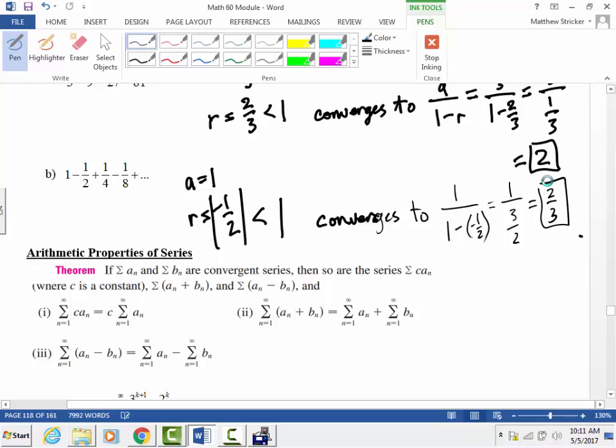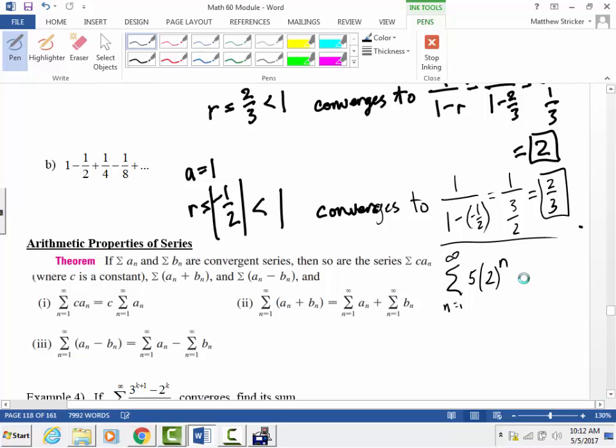Now what if I gave you this series? What if I gave you the sum of 5 times 2 to the n? Does that converge or diverge? Diverges. Why? R is greater than 1. This diverges because r equals 2, which is greater than 1.